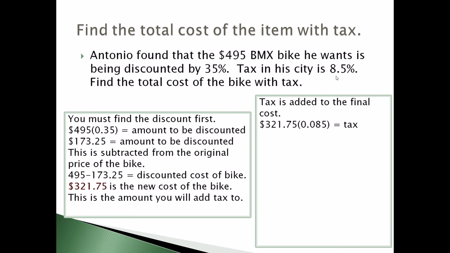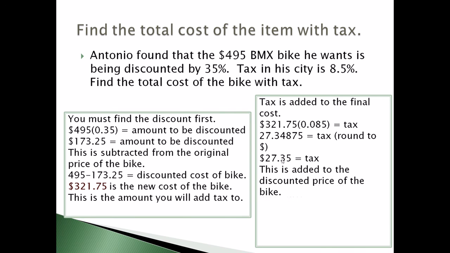0.085. Again, you move your decimal twice. 1, 2, so I had to add a 0 there. And 321.75 times this amount gives me a lovely long number. And I need to round it to money. And let's see here. That's a 4, and the 8's going to tell the 4 to stay the same or go up because I need to the hundredths place. That's right, go up. So $27.35 is tax.